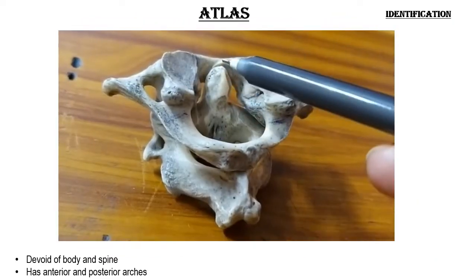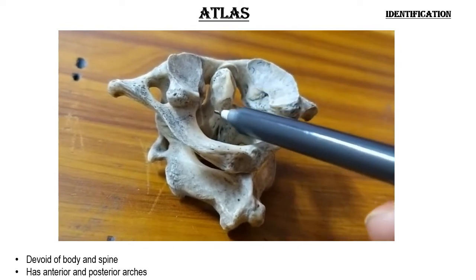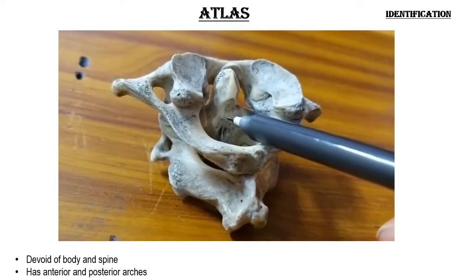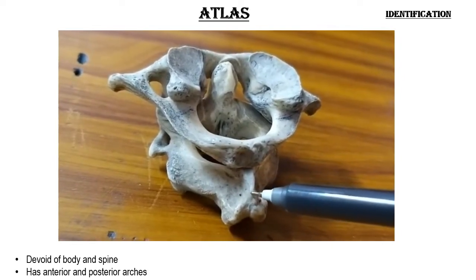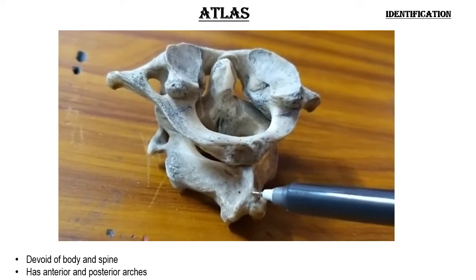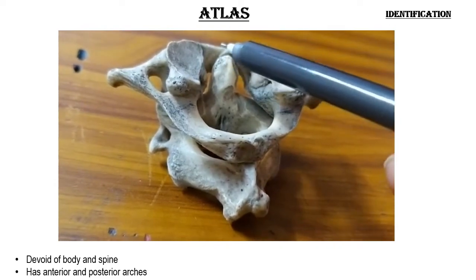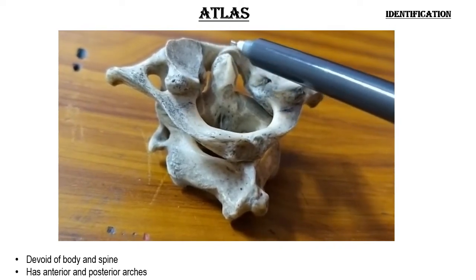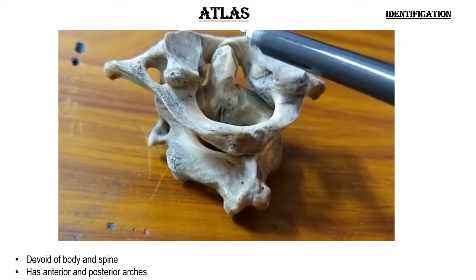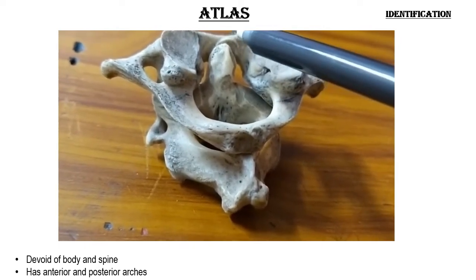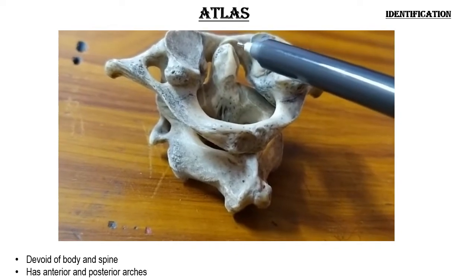The position of the body is occupied by the dens or the odontoid process of the second cervical vertebra, which is the axis, and it lies just behind the anterior arch of the atlas, forming the median atlantoaxial joint.